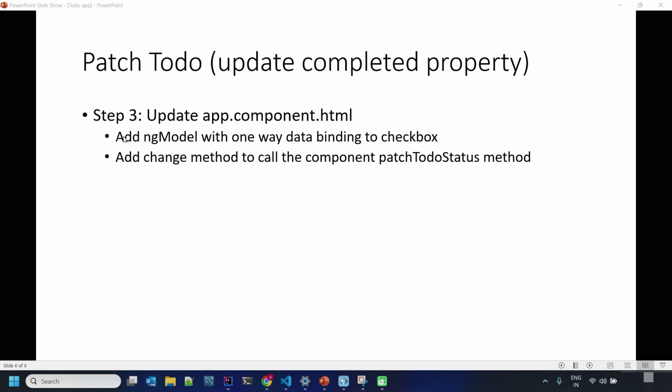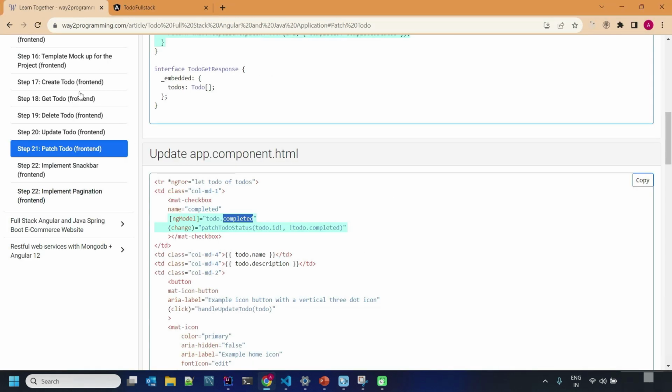Here the first task is to add ngModel with one-way data binding to the checkbox. So we can refer to our blog, and here we have this patch todo step 21. If you see in this updated app.component.html file, we have added ngModel with one-way data binding.